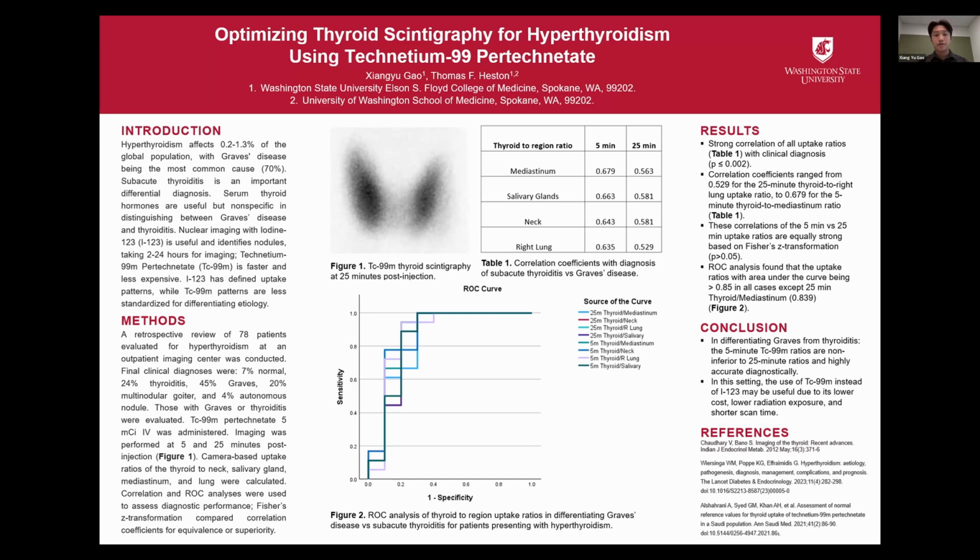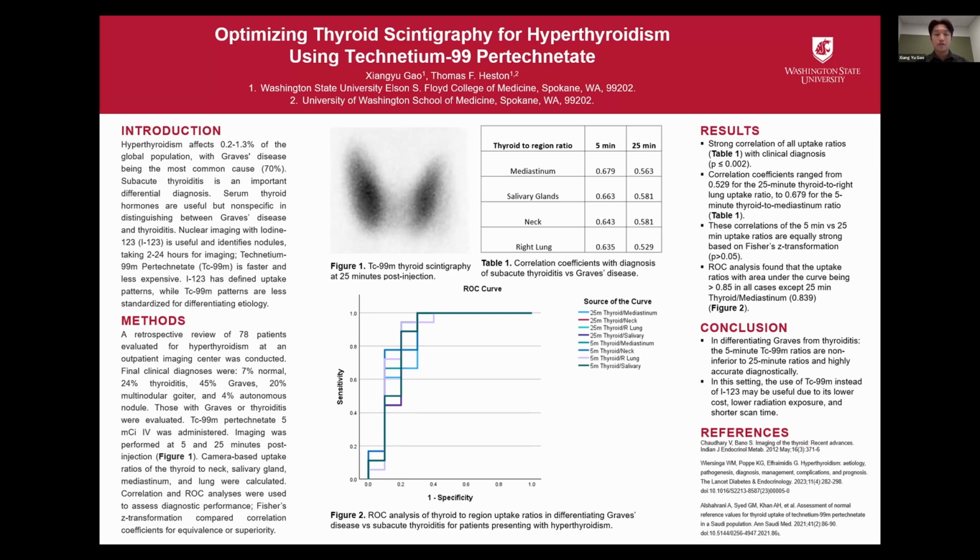Whereas another alternative radiotracer is called technetium-99 pertechnetate, or Tc-99m. It is faster because it only takes about 20 to 30 minutes after administration for imaging. It does, however, have a lower resolution compared to iodine-123, so it's not as useful for identifying nodules. But in this setting, the more important factor is the quantity of the uptake ratios, which could make technetium-99 a potential option. Iodine-123 has well-defined uptake patterns, whereas technetium-99 pertechnetate patterns are not as standardized for differentiating this etiology.